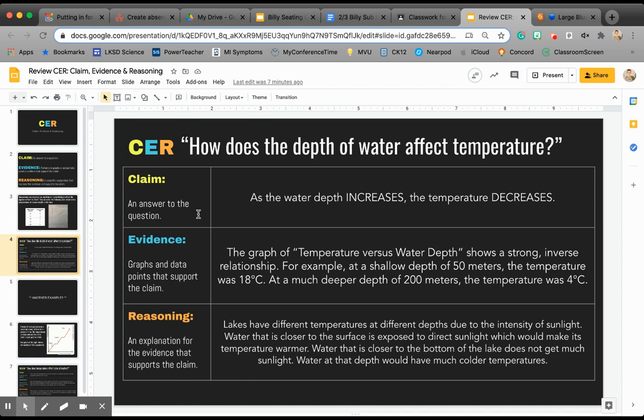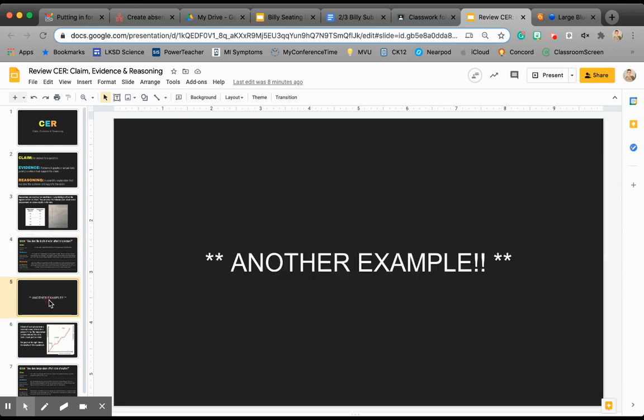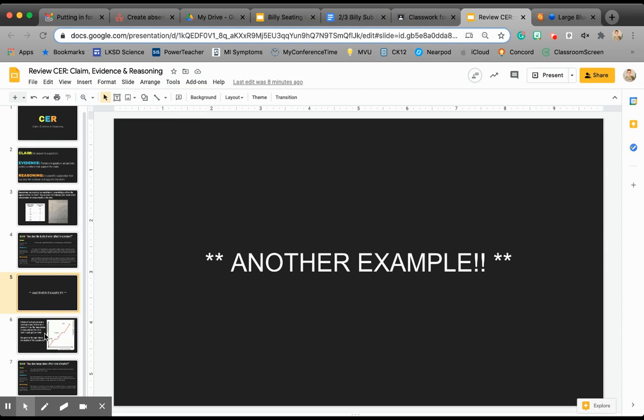Okay, so again, claim is my answer. It's one sentence. Use words like increase or decrease in there. Evidence is explaining your patterns in your graphs and choosing some data points if you have them. And then the reasoning is your scientific explanation for why you are seeing that data and how that supports your claim. So we have one more example to go over, and this one is a little bit trickier.